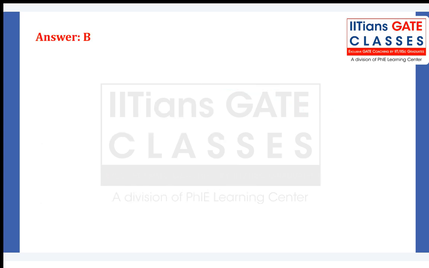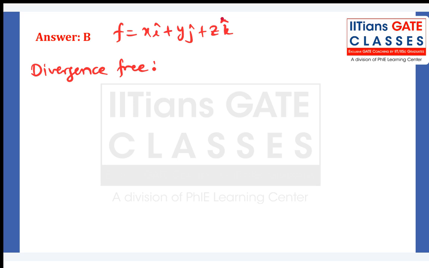So because they are talking in these terms, divergence free, curl free. Divergence free basically implies the divergence of this vector field, let's call this f, xi cap plus yj cap plus zk cap, right? So divergence free means if you take the divergence of this, it will be 0. And curl free implies if you take the curl of this vector field, it will turn out to be 0. So this is what they are basically asking.